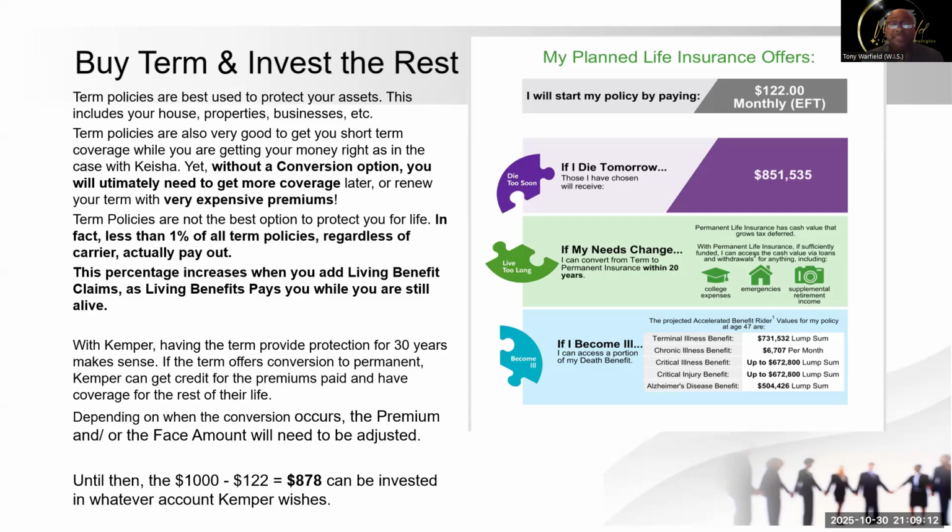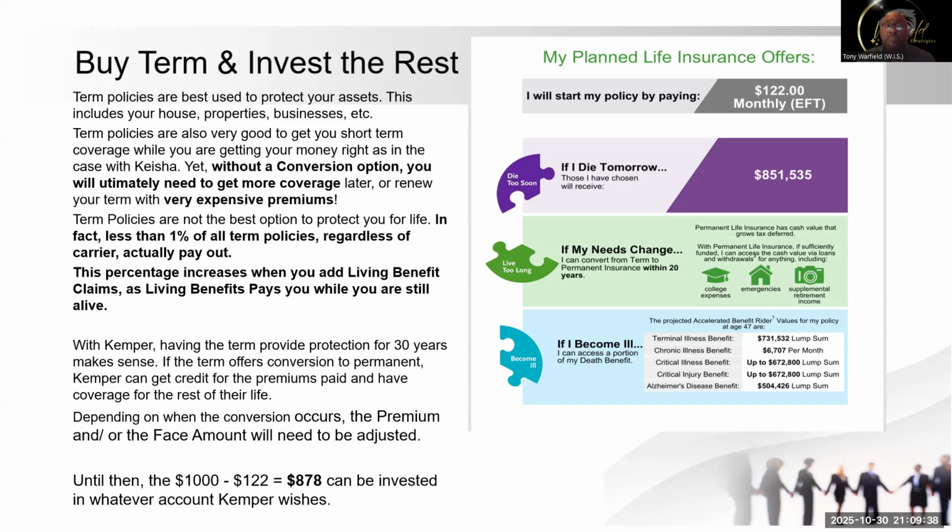If that policy does not have living benefits, then you're basically going to be paying additional monies to make sure your beneficiary has money after you expire. Reconsider. Without a conversion option, you will ultimately need to get more coverage later or renew your term at a very expensive premium. Term policies are not the best option to protect you for life. I say that again, term policies are not the best option to protect you for life.